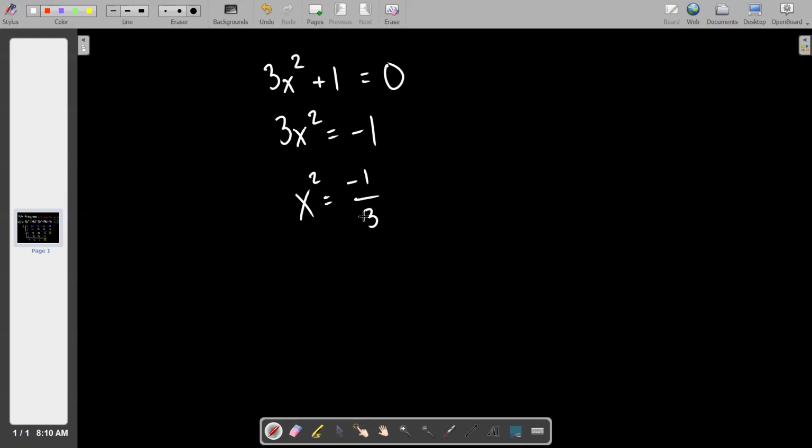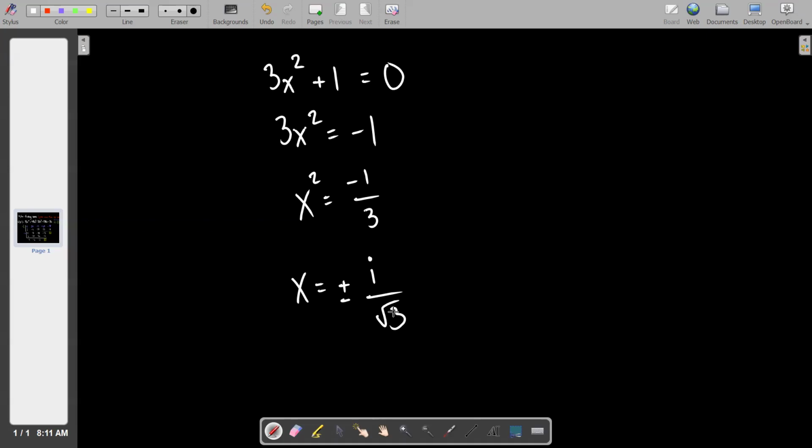Square rooting both sides, we get x equals, and we always put plus or minus before we forget. Then we consider the roots of the top and the bottom. What is the top going to be? Yeah, the top is actually just i. Remember that by definition, the square root of -1 is quite literally i. And what's the bottom going to be? Root 3.